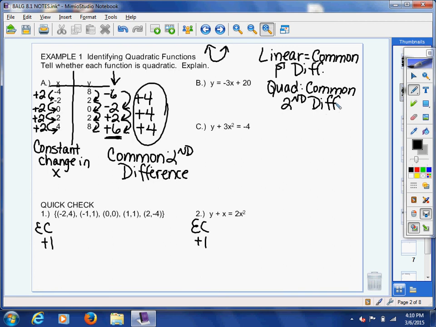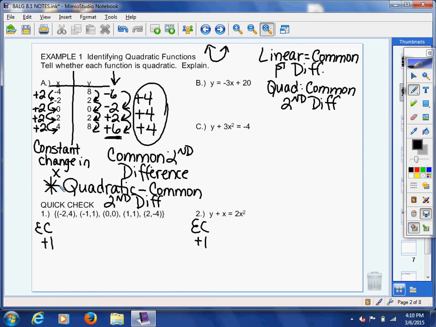Common first difference, hey, that's a linear equation. If you have a common second difference, because all the numbers in your first difference are different, then it's a quadratic. So this is definitely quadratic. And the reasoning behind it is because it has a common second difference. Okay? So that's the answer to this question, to letter A, using a table.